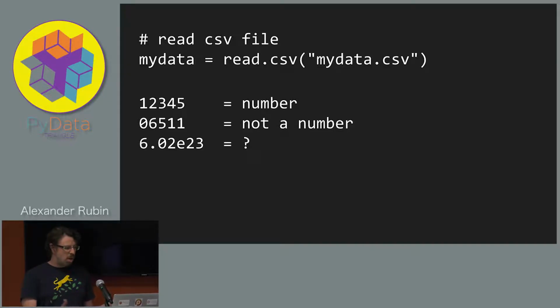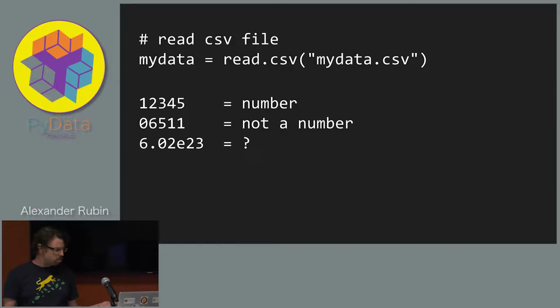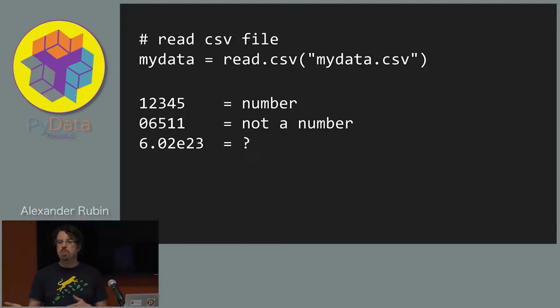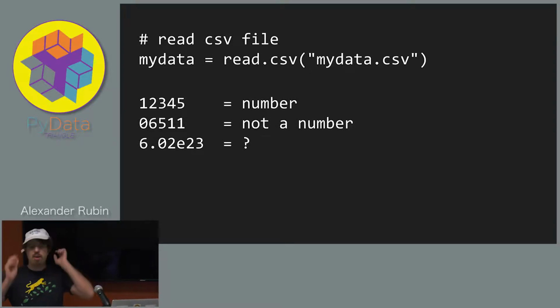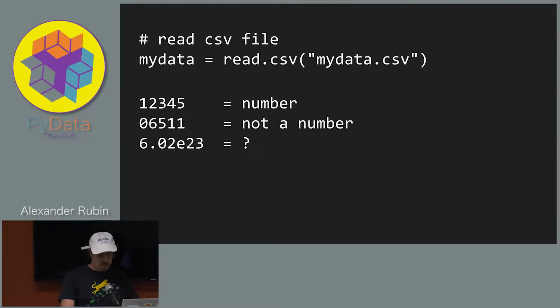I'm reading CSV with R here, and it implies the structure. But is it really a number? This is a zip code. It's probably not a good idea to store it as a number. And this is maybe a number or maybe not. So this is all obvious. I will be wearing my Captain Obvious hat because we're talking about obvious things.